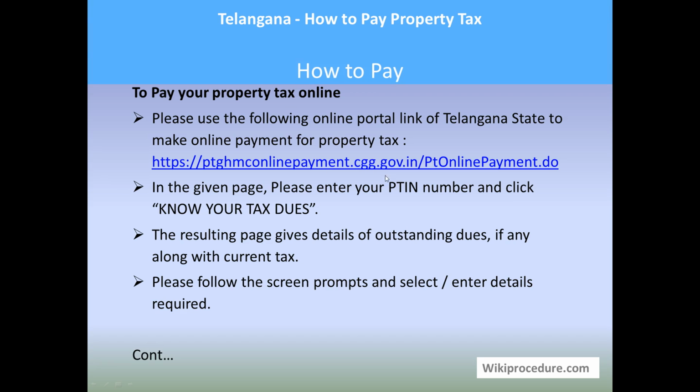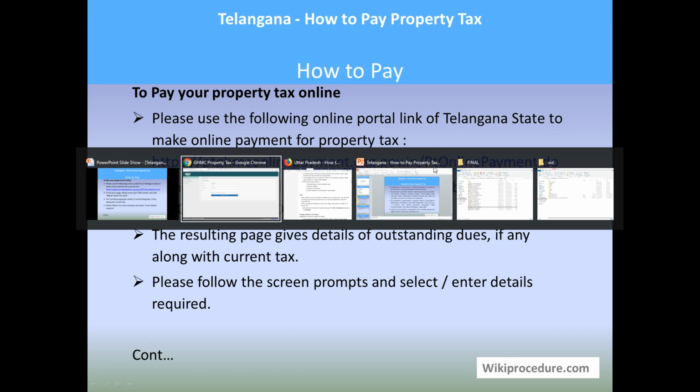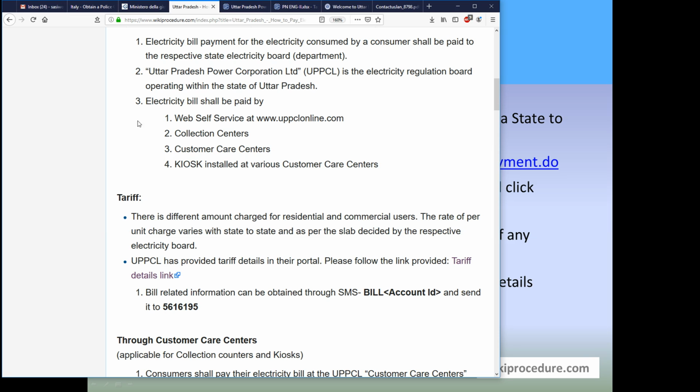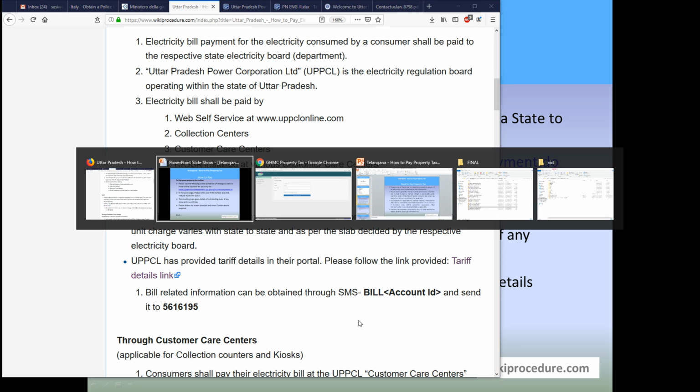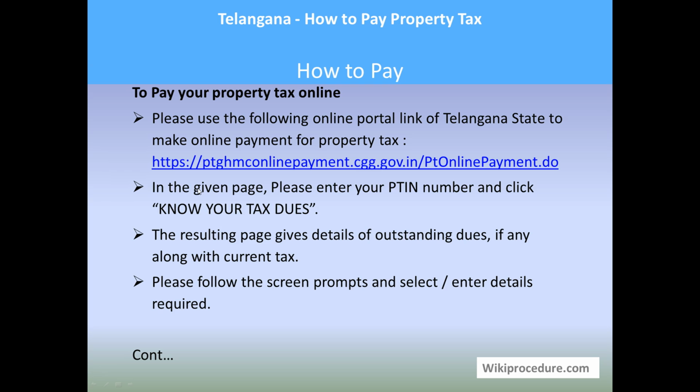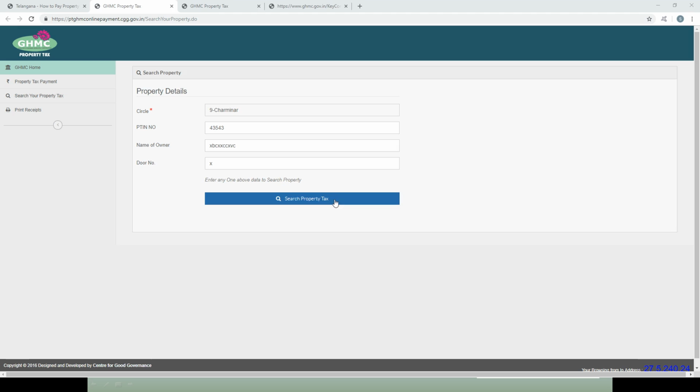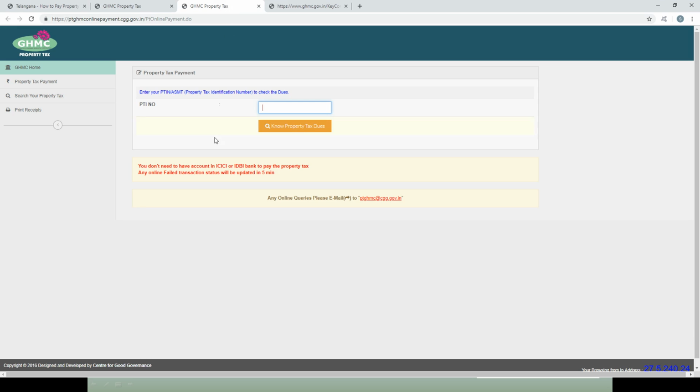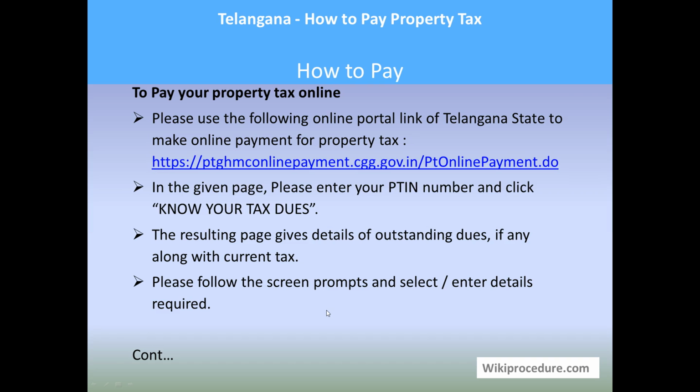To pay your property tax, you have to go to the website through the link which is provided in our page under the online section. So in order to reach the page, use this link. You will reach here. Please enter the PTIN number, property tax identification number, and hit no property tax dues. You will get the screen with the details of the property and the due amount which you need to pay.